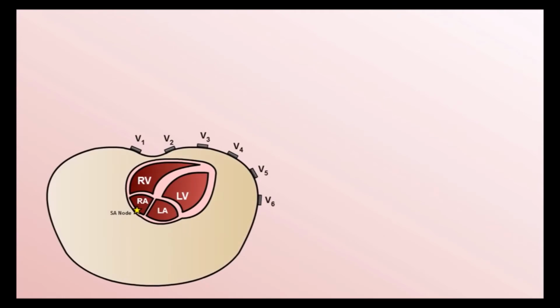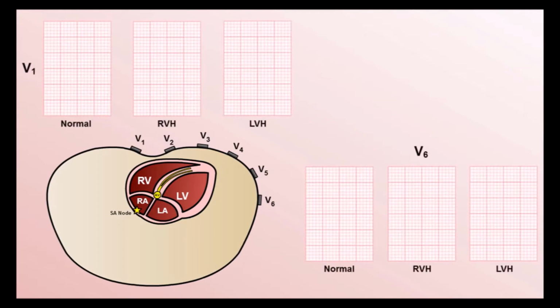Ventricular hypertrophy is to examine changes in the QRS amplitude in the precordial leads. Here is the heart in axial cross-section again, and here is our AV node with the His bundle, and this time with the right and left bundles. Let's examine the typical QRS complex in V1 and V6 in normal hearts, RVH, and LVH.